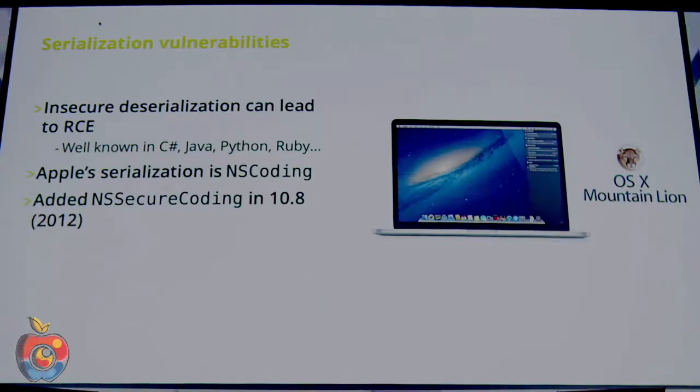And Apple also has a serialization format called NSCoding. But Apple also realized this risk of insecure deserialization. And they realized this back in 2012. So they added a secure variant, the NSSecureCoding. And that's back in Mountain Lion. But the older version of the protocol is still in use. It still exists. And it's still used in certain places.